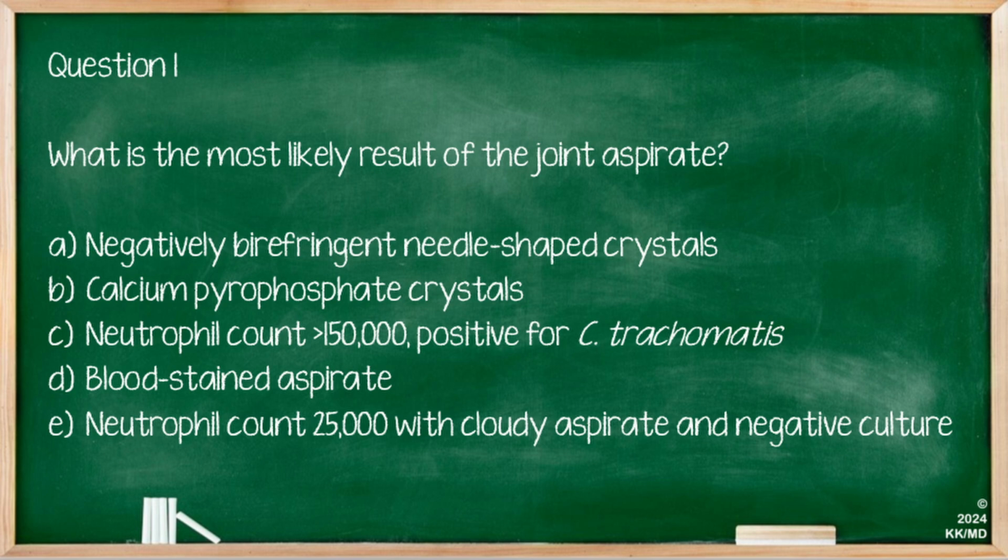And option D is a blood-stained aspirate. Well, you may see a blood-stained aspirate, it's unlikely, but it's certainly not specific or diagnostic for Chlamydia trachomatis reactive arthritis. And finally, option E, neutrophil count of 25,000 with cloudy aspirate and negative culture. So this is the correct answer because we've got a slightly high neutrophil count that's not too high, a negative culture, and yet we also have a bit of a cloudy aspirate as well. So it's not a normal aspirate. So this is the correct answer.